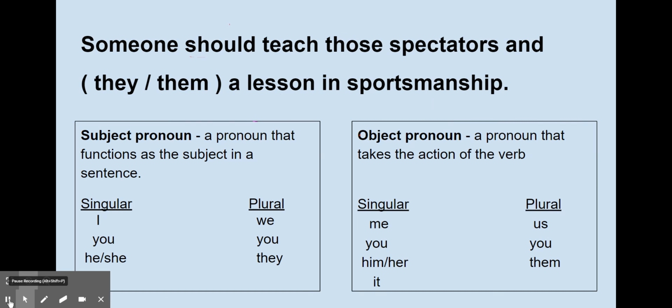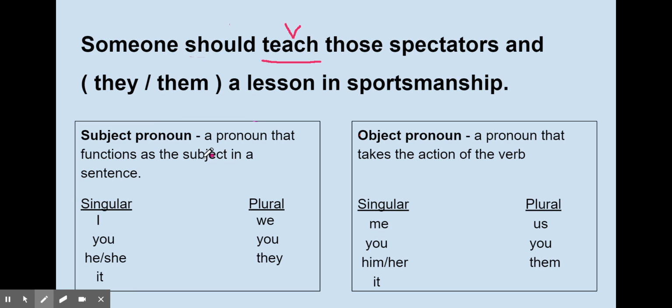Let's take a look at a third example. The sentence at the top says, "Someone should teach those spectators in blank a lesson in sportsmanship." We need to figure out what's the subject, verb, and object of the sentence. What's my verb here? That might be the easiest one to start with, right? What's the action word? In this case, my action word would be teach, right? That's my verb here. So I'm going to underline that and label it V.